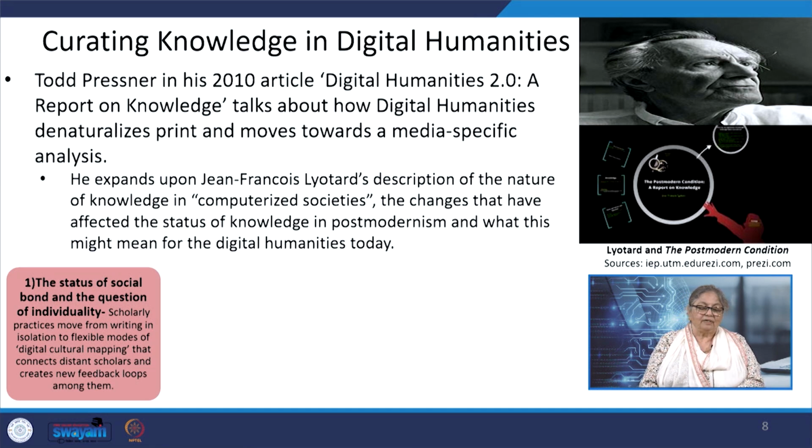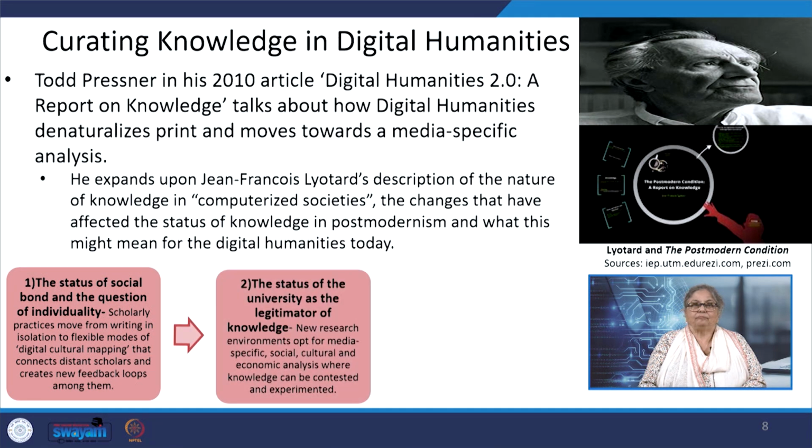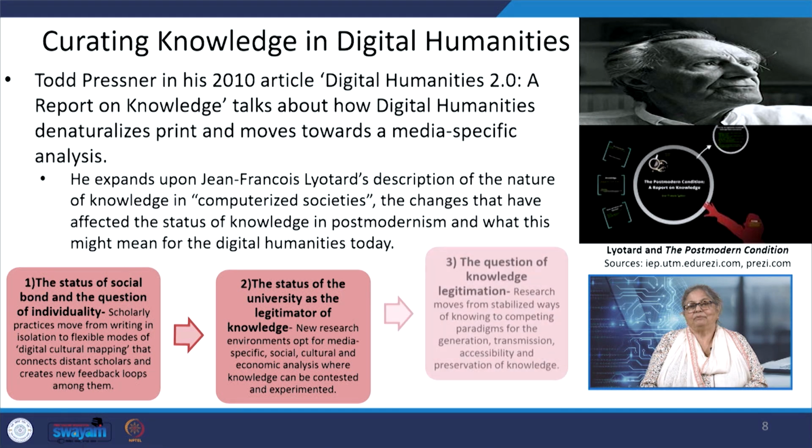Firstly, he talks about the status of social bond in the question of individuality. Practices move from writing in isolation to flexible modes of digital cultural mapping that connects distant scholars and creates new feedback loops amongst them. Secondly, we should be aware of the status of the university as the legitimator of knowledge. New research environments opt for media-specific social, cultural, and economic analysis where knowledge can be contested and experimented.